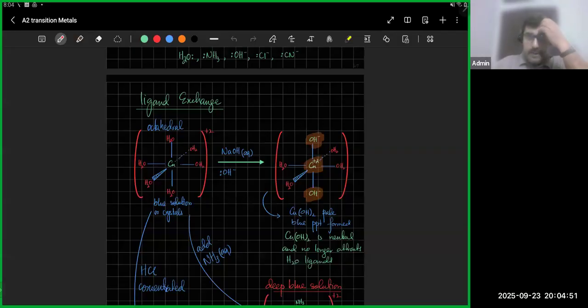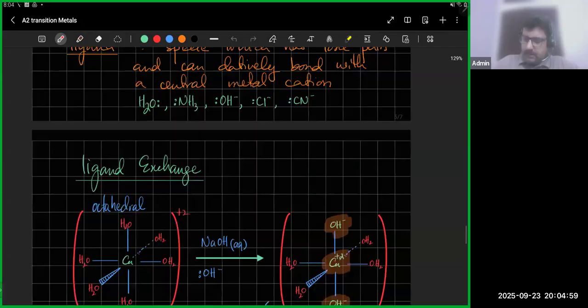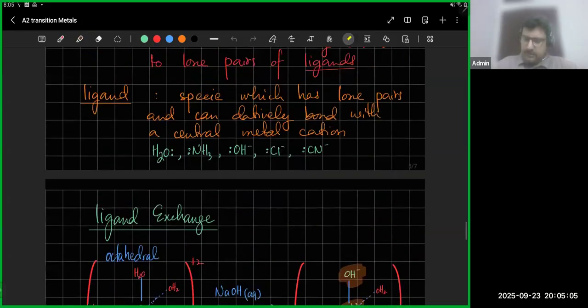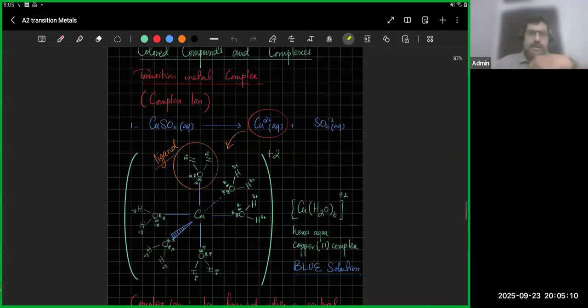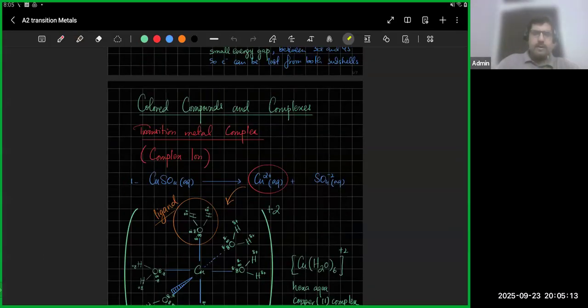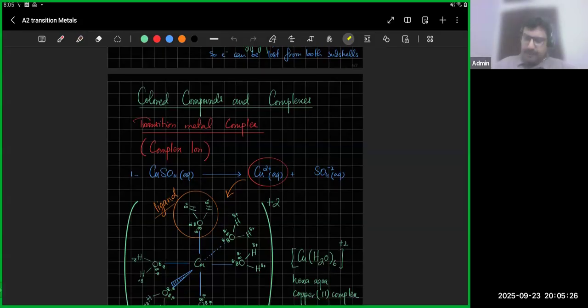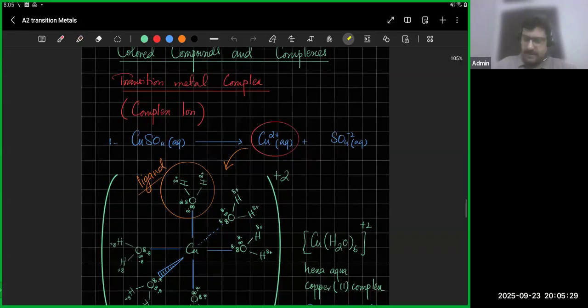Okay, we'll just revise what we were doing last week. Last week we started with, hopefully we'll be done with this. There's not a lot in transition metals. Last week we started with transition metals having colored compounds. But before that we started learning about transition metal complexes.